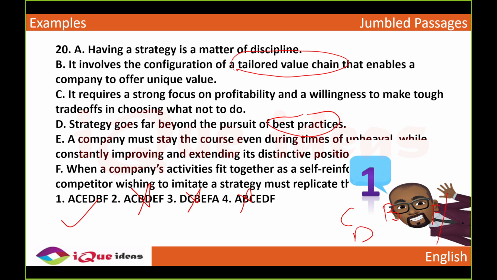But in general, did everybody get jumbled passages? Chances of these things coming in CLAT are very low, ILAT medium chances. But still it is better to do some basics so that if it comes, we are not left out.